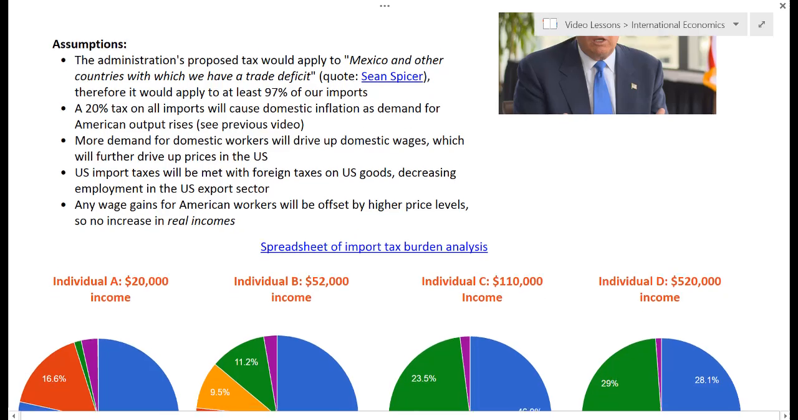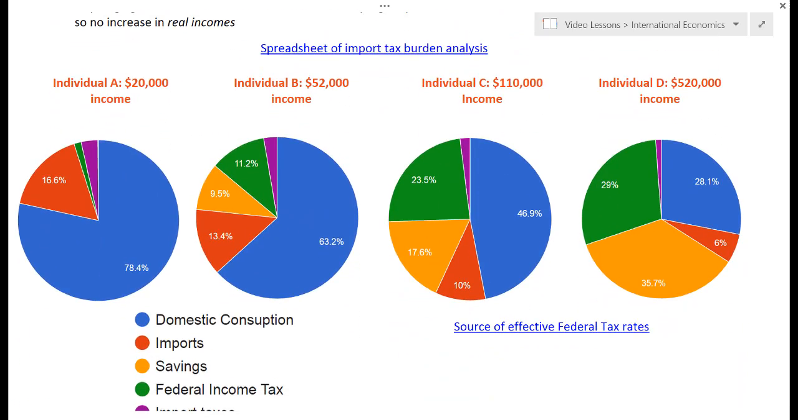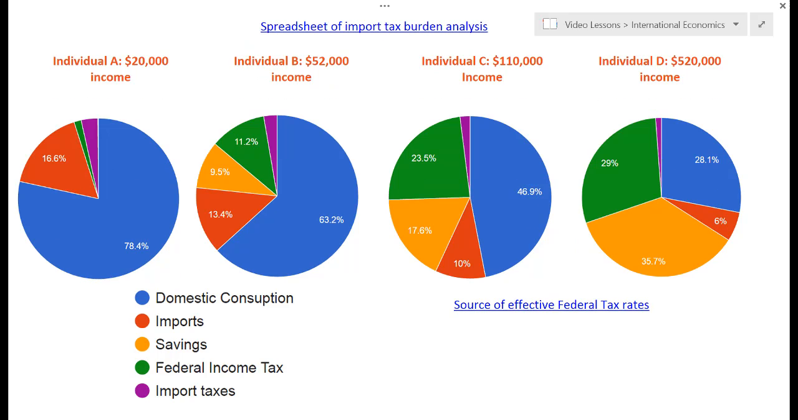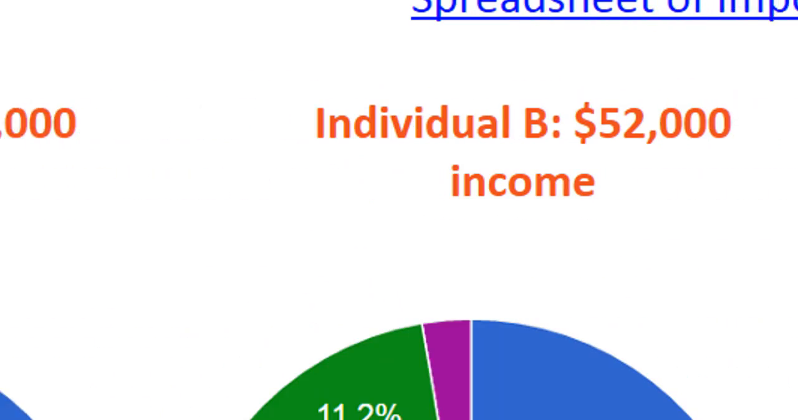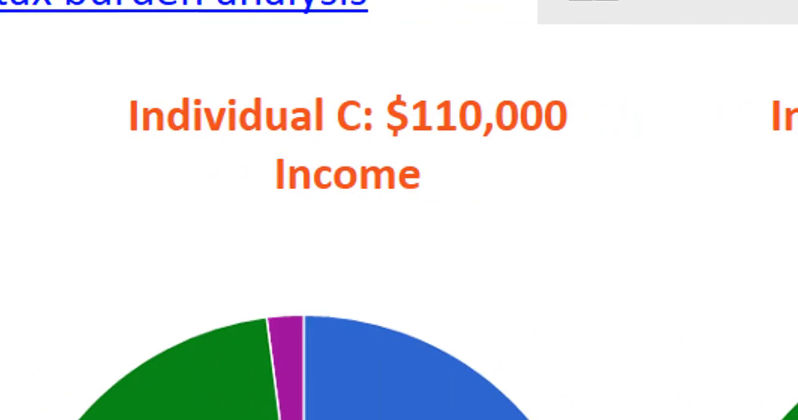All right, so let's look down at the analysis I've done for this lesson. Now I'm going to put a link to the spreadsheet containing all this data. Within that spreadsheet, you'll see further links to the sources of the information I've used to create this analysis. So to look at the effect of a 20% import tax on different households in the United States, I've considered 4 different hypothetical households. A household earning $20,000 a year, one earning $52,000 a year, which is actually America's median income, an individual earning $110,000 a year, which is the lowest level of the top quintile.